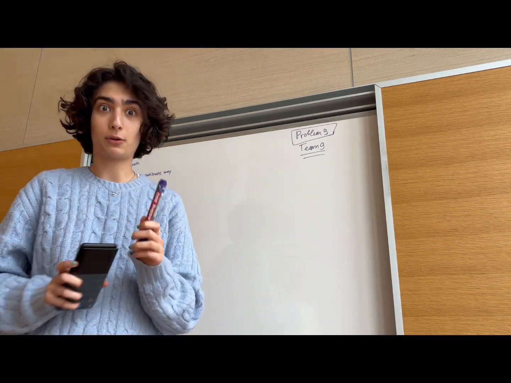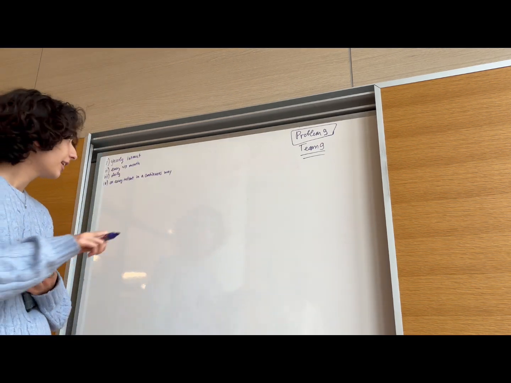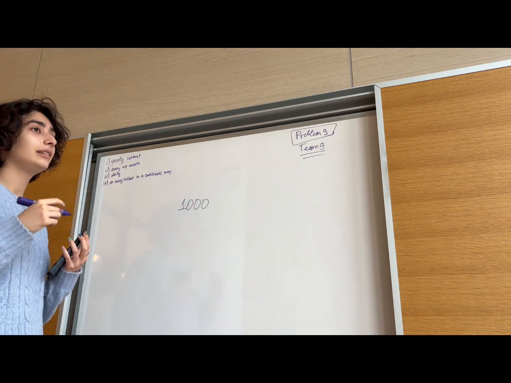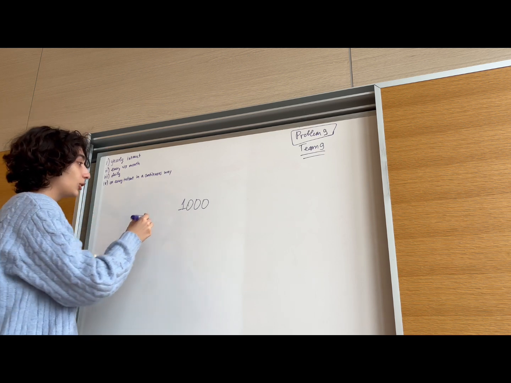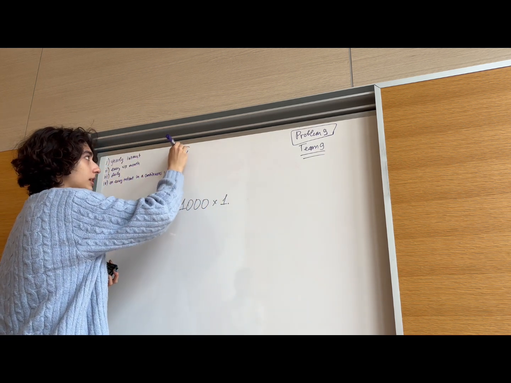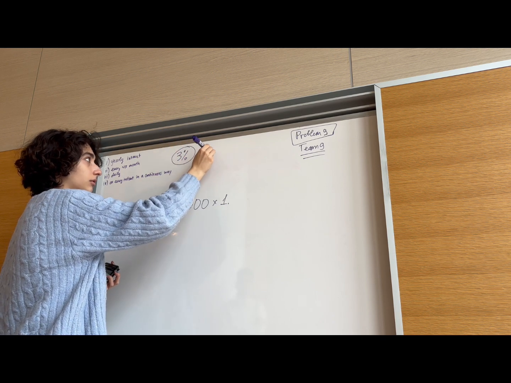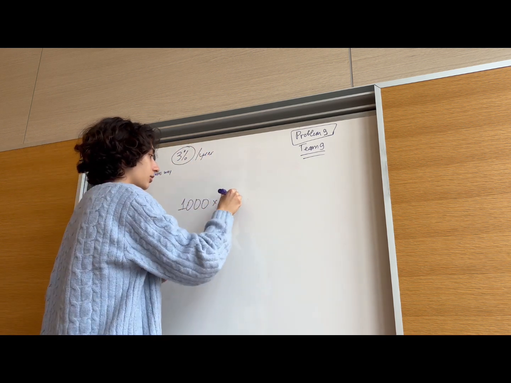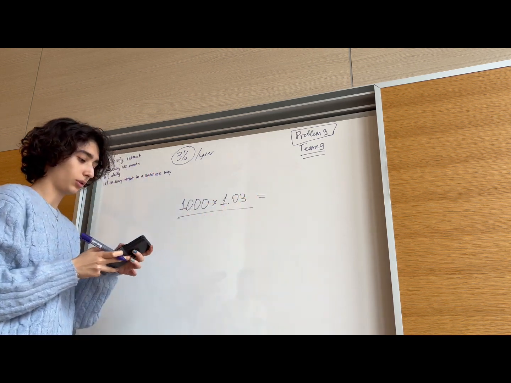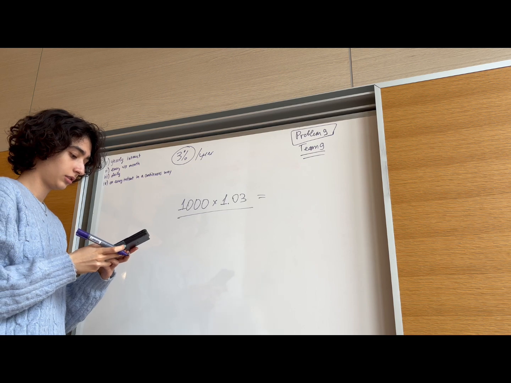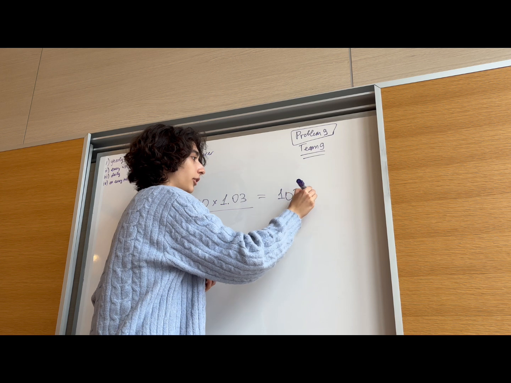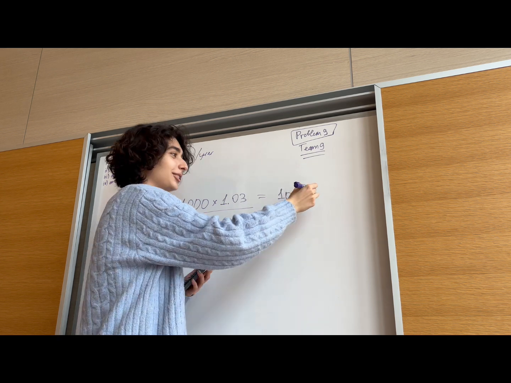So I'm gonna start with the first one. So we have 1,000 euros deposited in an account, and in a year, the percentage of increase is 3%. So in a year, it's gonna increase for this much, which is 1,030 euros.